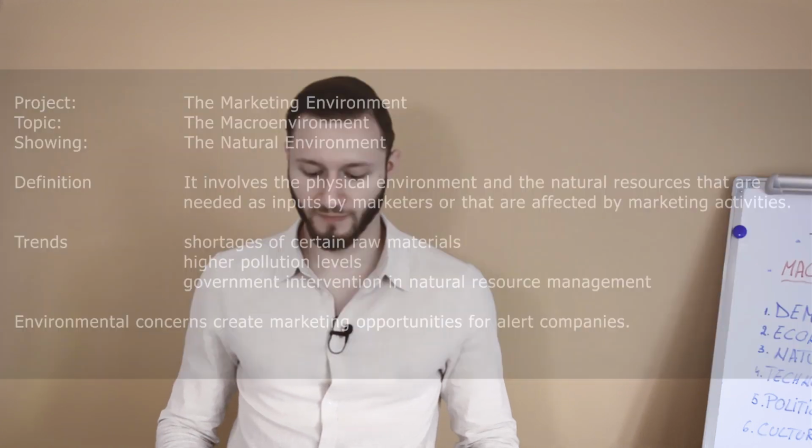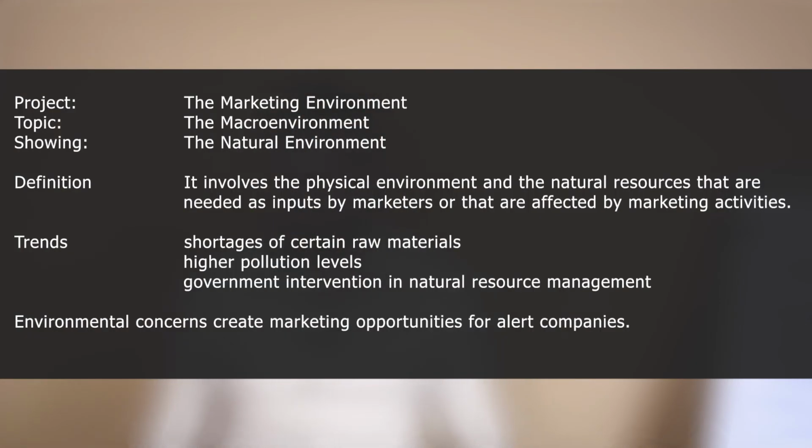In order to understand it better, let's see the definition of it. The natural environment involves the physical environment and the natural resources that are needed as inputs by marketers or that are affected by marketing activities. The natural environment shows three major trends: shortages of certain raw materials, higher pollution levels, and more government intervention in natural resources management. Environmental concerns create marketing opportunities for alert companies.